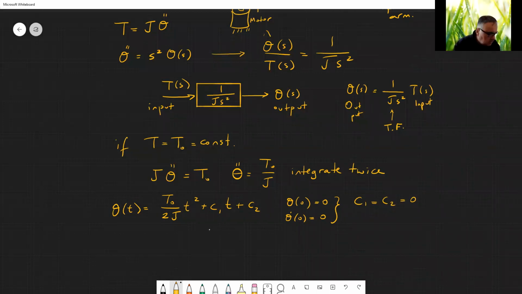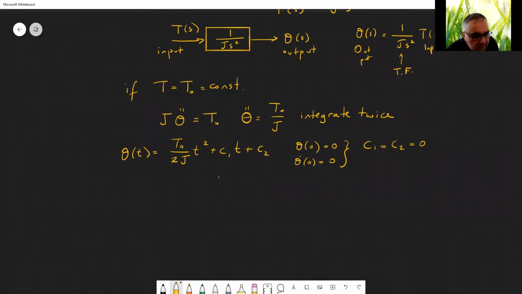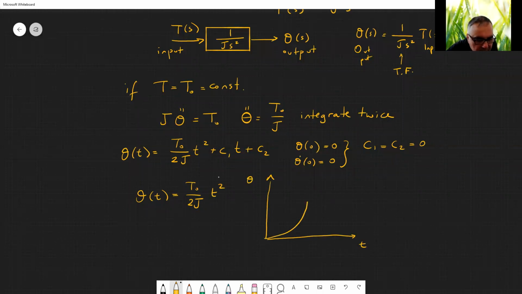So you are going to get theta of t equals T0 over 2J, which is a constant, times t squared. So this will be a parabola, t versus theta, which will be like this, or this is not really like it. It's like this. So it just keeps on increasing if you apply a constant torque on this system. Okay.